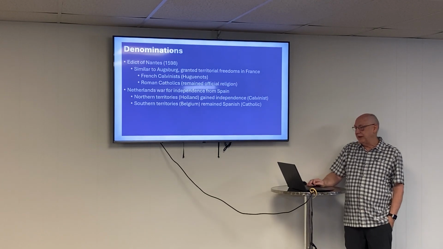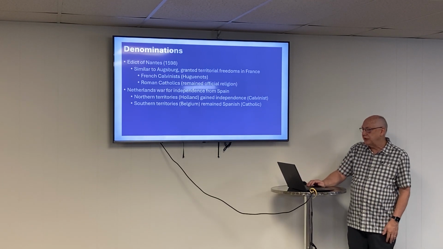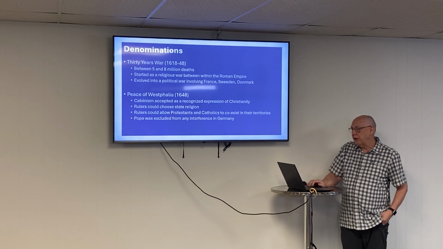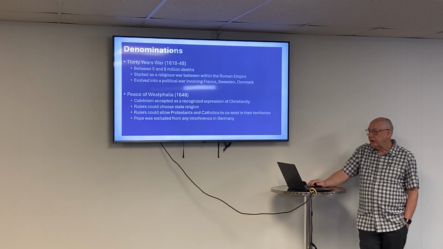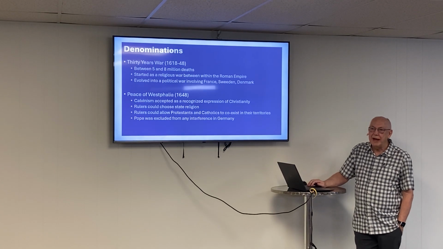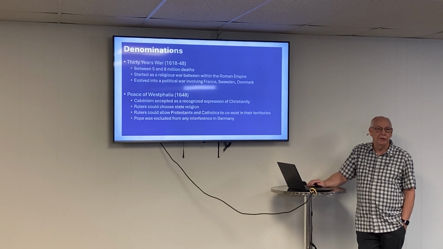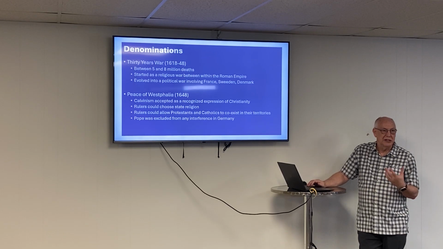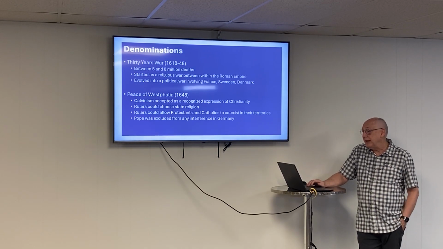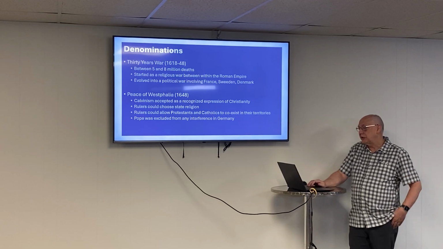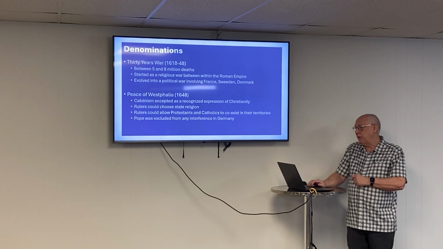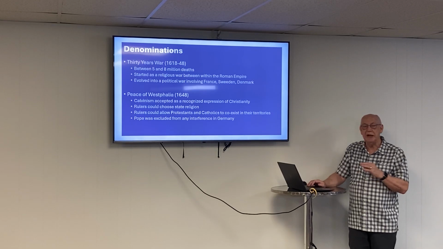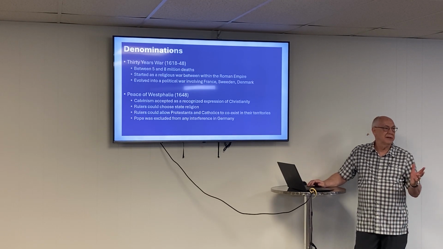I'm going to skip these. These are just similar type treaties that were passed. But ultimately, this led to the 30 Years' War. Between 5 and 8 million people died during the 30 Years' War. Think about the population then versus now; relatively speaking, this was a very big deal. It started as a religious war within the Roman Empire, but evolved into a political war involving France, Sweden, Denmark, Germany, etc.